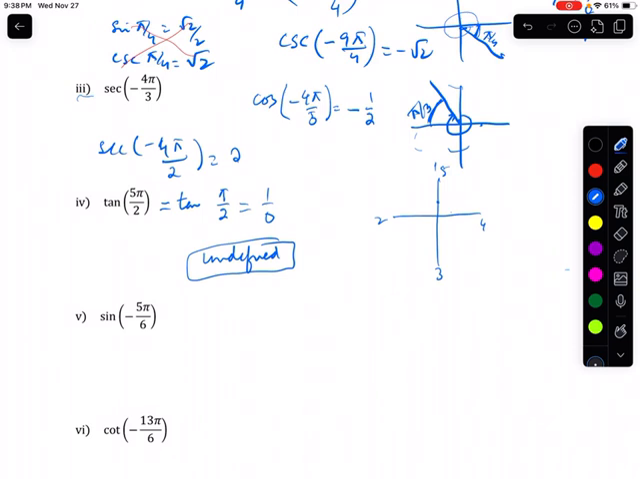Okay, next one, negative 5 pi over 6. So we'll land here, because when we go positive pi over 6, we land there. In the case of negative, we land in the third quadrant, and we are looking for the sine. This angle is pi over 6. This is the reference angle. So we get sine is equal to negative 1/2.